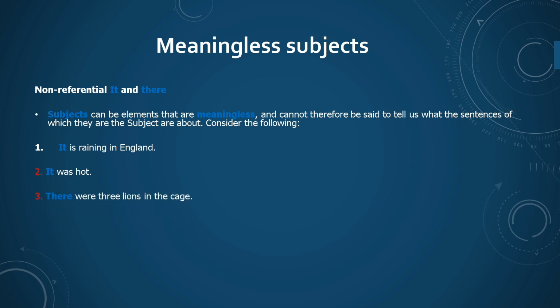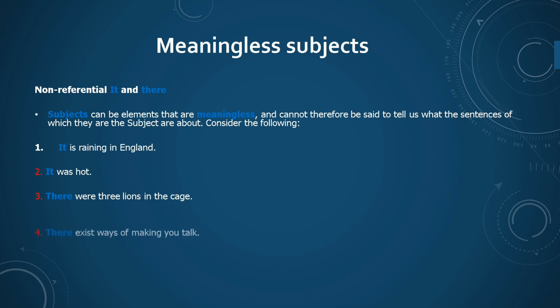Look at the third example. There were 3 lions in the cage. This example is a little bit tricky since we have the name of a place, the cage. It is a place. But look at there. The word there. Does it refer to anything? Of course not. It only talks about existence. 3 lions exist in a cage. So we call this there a non-referential subject, which is meaningless.